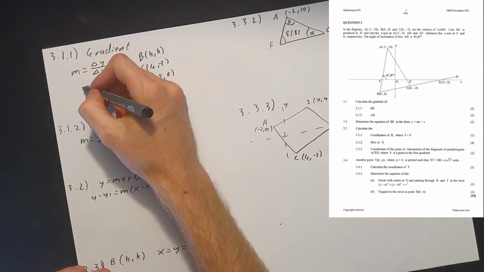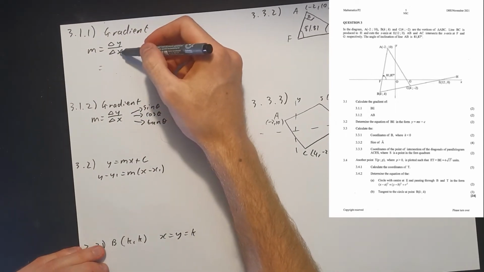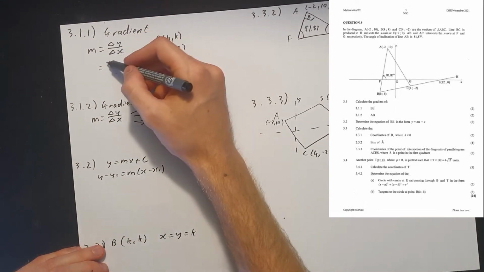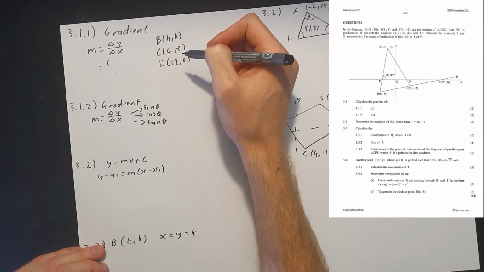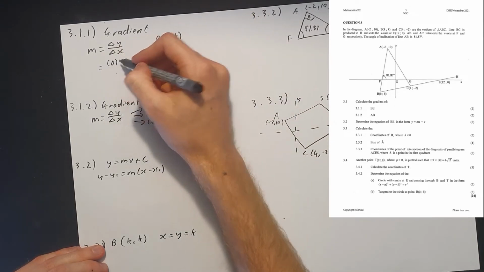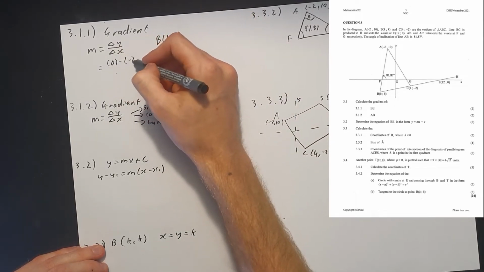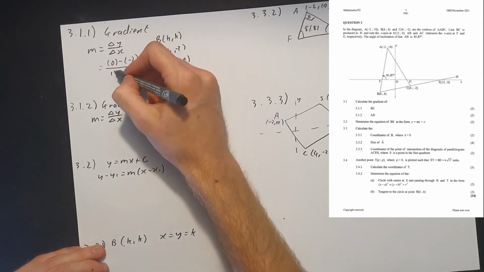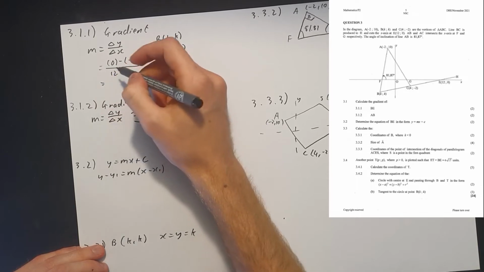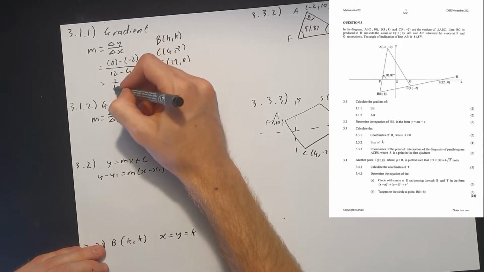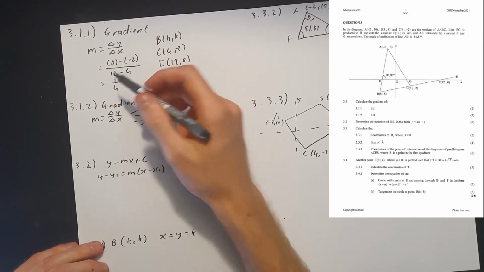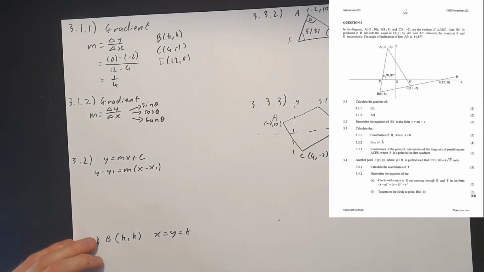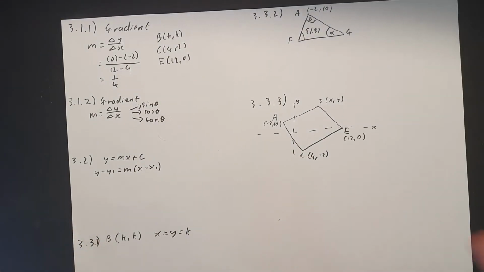Okay, so therefore if we calculate the gradient, remember it's the change in y over the change in x. So it's going to be the change in y. I'm taking E as my second point, so 0 minus -2 all over the change in x. That's going to be 12 minus 4, which gives you an answer of 1/4. Note that the answer is positive, which makes sense because that line is increasing from left to right.